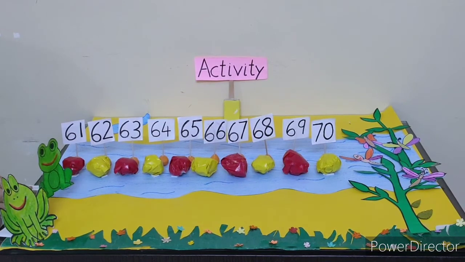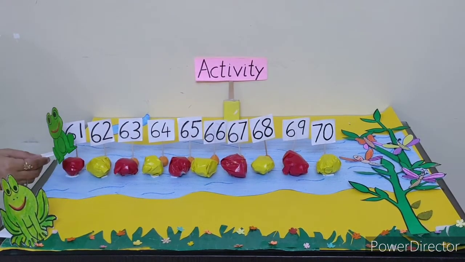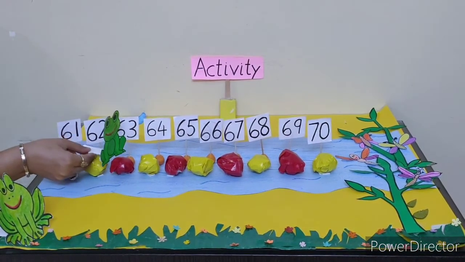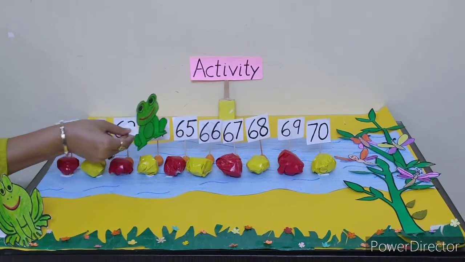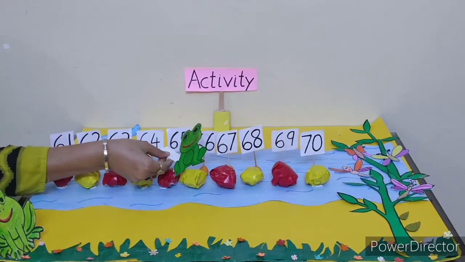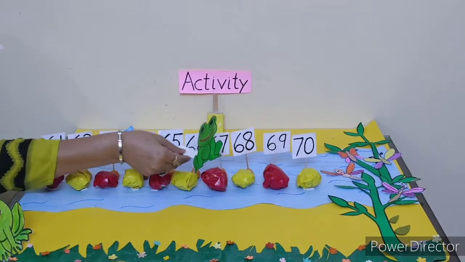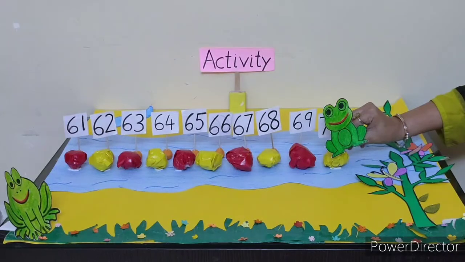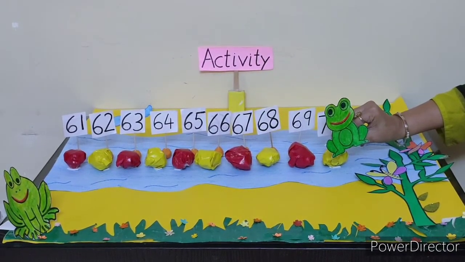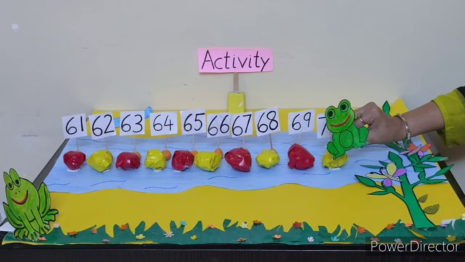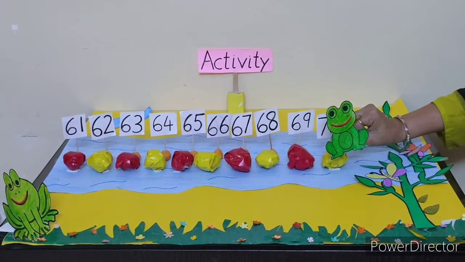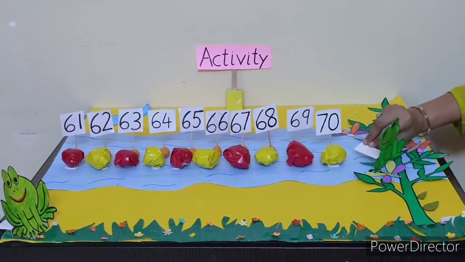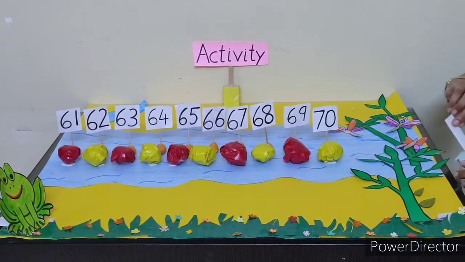Now the tadpole started hopping, saying the numbers 61, 62, 63, 64, 65, 66, 67, 68, 69, 70. Did you observe, children, that the tadpole counted in order from 61 to 70 and reached to the flies and started eating them one by one?